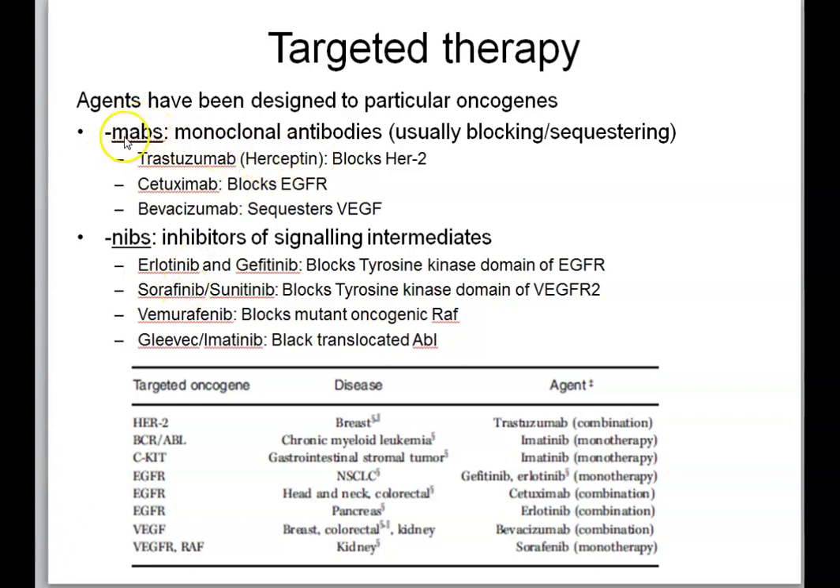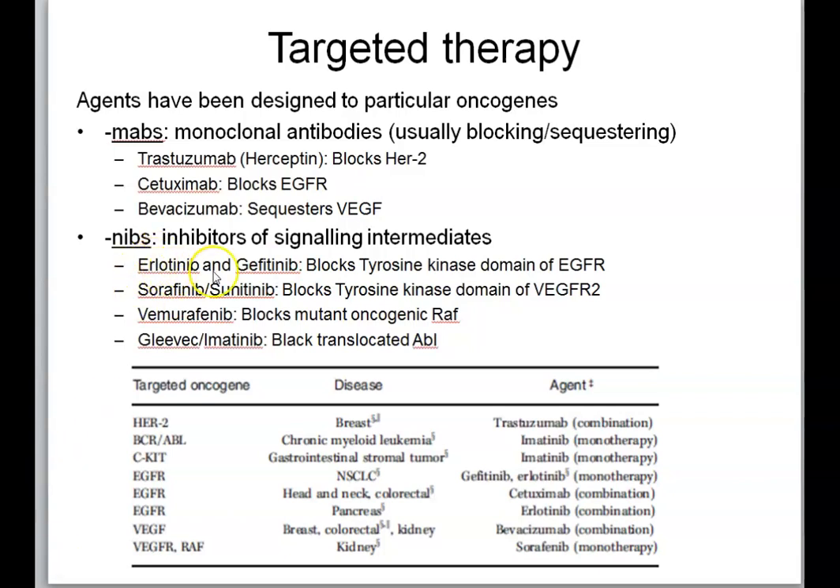So, for example, one of the MABs, trastuzumab, blocks the HER2 receptor. Cetuximab blocks epidermal growth factor receptor. Bevacizumab sequesters vascular endothelial growth factor. So all of these are working extracellular to the cell because we're dealing with a large antibody that cannot get inside the cell.